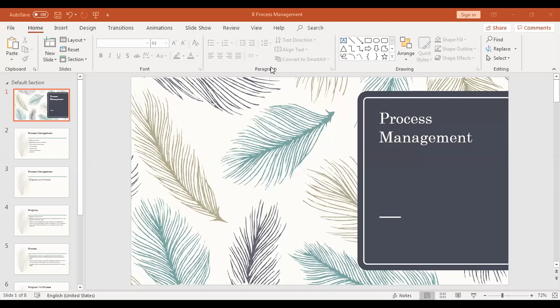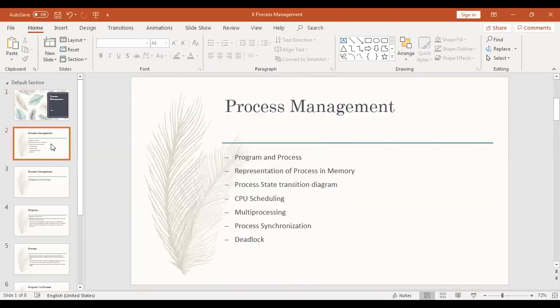Hello students. In the last lecture, we talked about the fundamentals of operating systems, different types of systems, and system calls. Now today we are going to start our new topic, that is process management. So let's see what different topics we are going to cover under the umbrella of process management. The first topic is what is a program and what is a process.